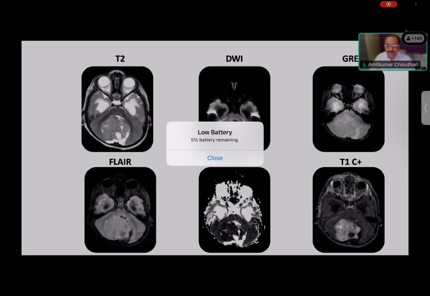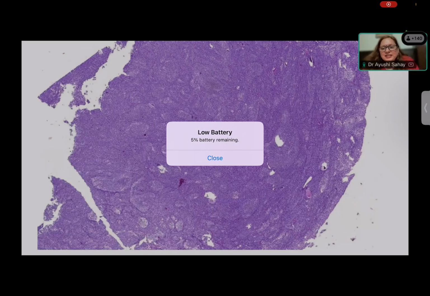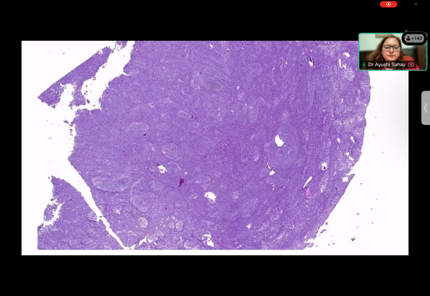Over to you. Great. Thanks, Amit. As Dr. Amit has very nicely explained the features to you and given the possible differential, we will start with the histopathology of this first case. And since this is a relatively easy case, Ekta, would you like to take it?